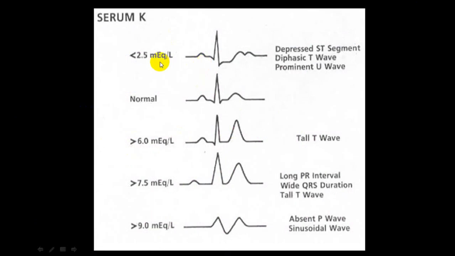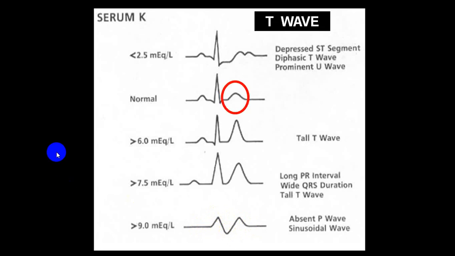Now here you can see that as you develop hypokalemia, the P wave is present, but the T wave slowly will become flatter and you will have the appearance of a U wave. While in case of hyperkalemia, the P wave will disappear with severe hyperkalemia, and the QRS complex will become broad and the T wave will be tall. This we call a sine wave.